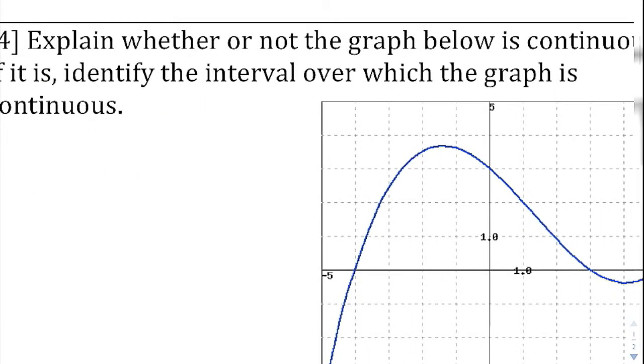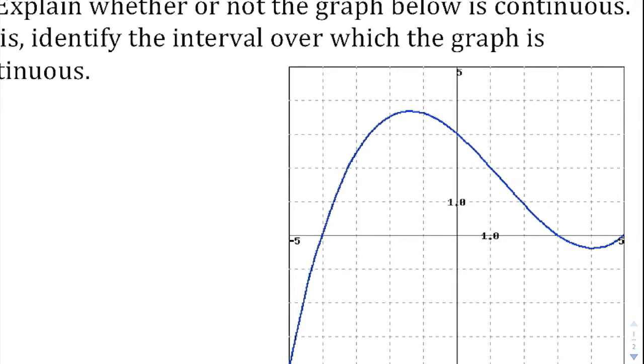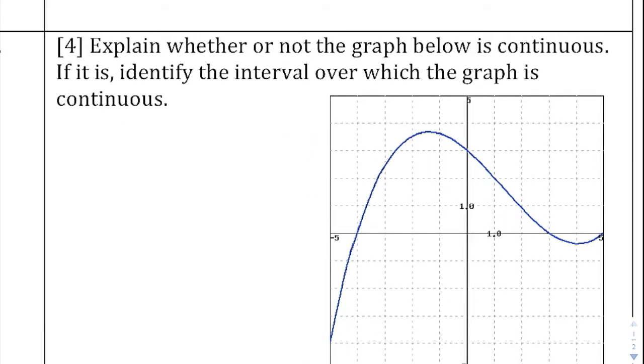Okay, so explain whether the graph below is continuous. If it is, identify the interval over which the graph is continuous. Now this suggests that continuity doesn't actually have to be complete. We can have partial continuity because I'm indicating that you can have an interval. But either way, let's talk about continuity.